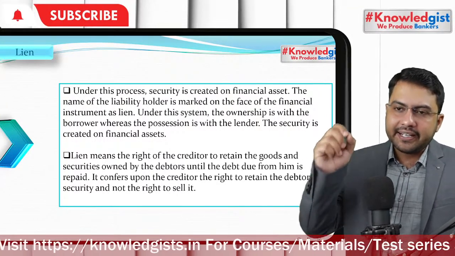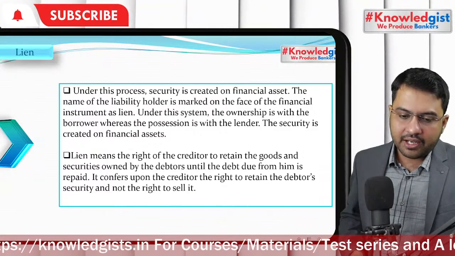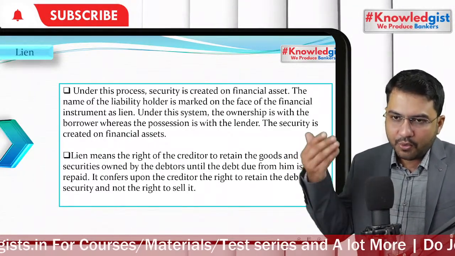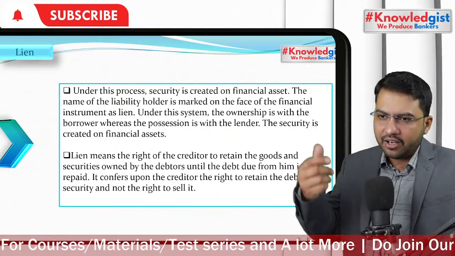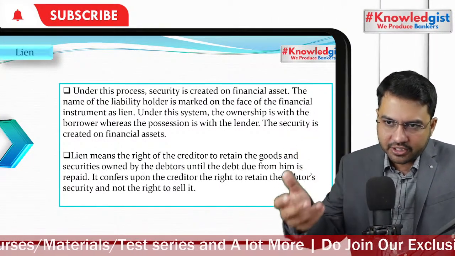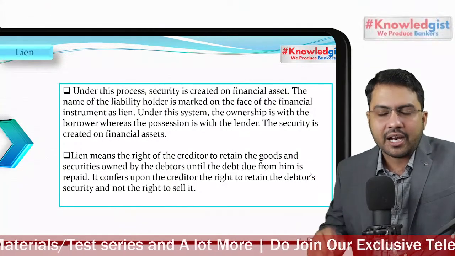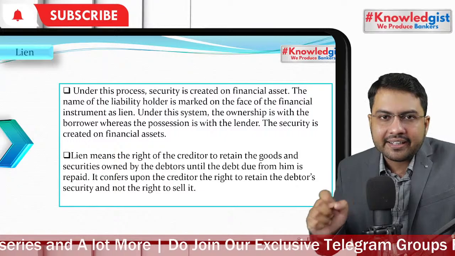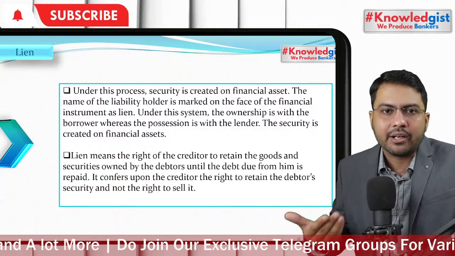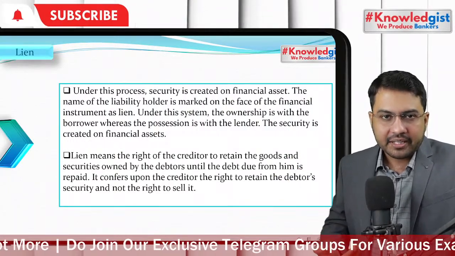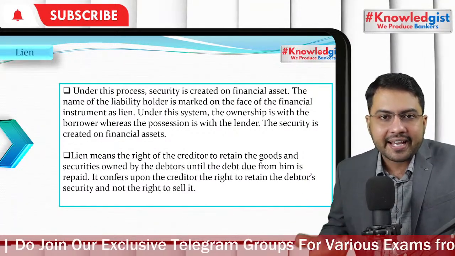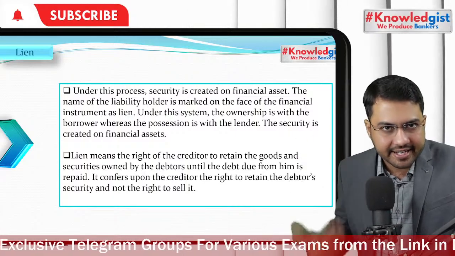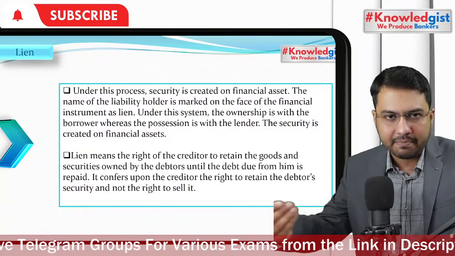So if I as an individual, you have taken a loan from me, or you have taken money from me, you have given your fixed deposit receipt, or some articles to me for lien purpose, I can only retain that instrument with me till my money is paid to me. But in between, I cannot sell it. Clear? But in case of pledge, I can sell it. That is the difference between lien and pledge.